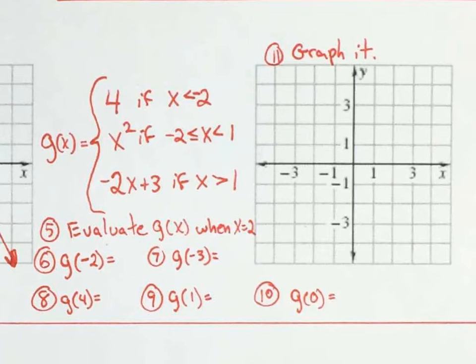We have this piecewise function. Let's evaluate. How do you do that? You simply think, when x equals 2, you want to plug in 2. The question is, where do you plug in the 2? It all depends on your condition.